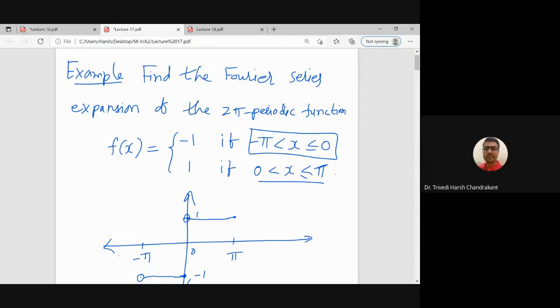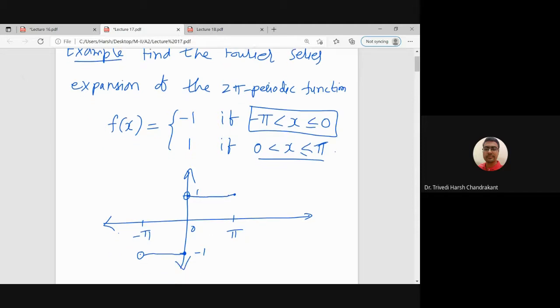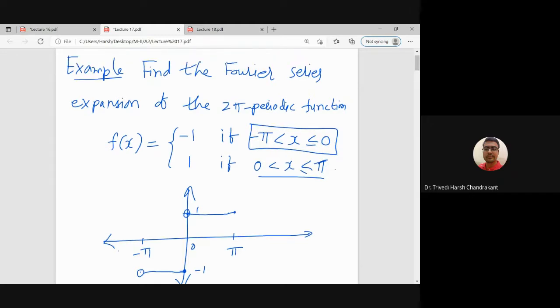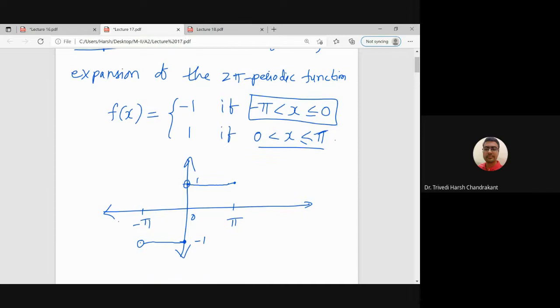So we need to define the value of the function over the interval starting from the first point to the last point. One of the points we can ignore because it is a 2 pi periodic function. So now what does this mean? This is a 2 pi periodic function. That means this function will repeat.